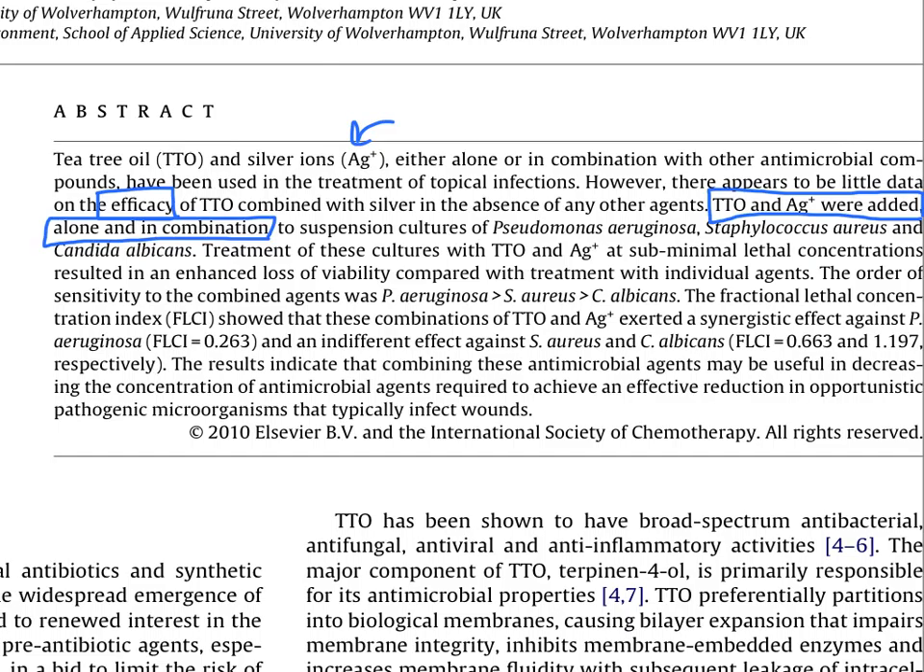Treatment of these cultures with tea tree oil and silver at subminimal lethal concentrations. Subminimal lethal concentrations. What's that mean? Close to being, like not that close to being dead. So just at that level where it doesn't kill them, but we want to see how it affects them, we're going to add at that concentration.